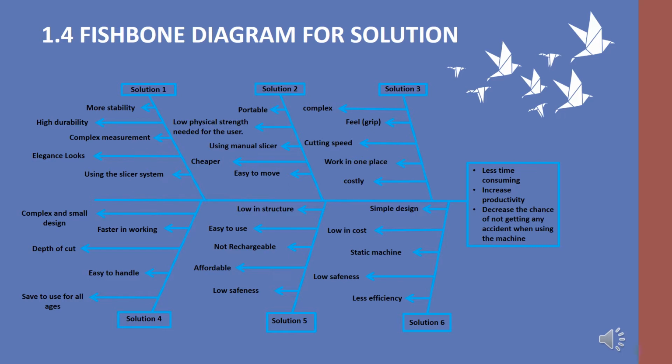For solution 1, there is more stability, high durability, complex measurement, and elegant looks using the slicer system. For solution 2, it is more portable, low physical strength is needed for the user, using a manual slicer, cheaper, and easy to mount. For solution 3, it is more complex, with feel, cutting speed, work in one place, and costly. For solution 4, it is more complex with a small design, faster in working, depth of cut, easy to handle, and safe to use for all ages.